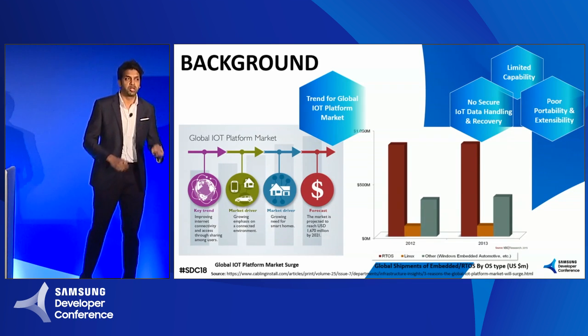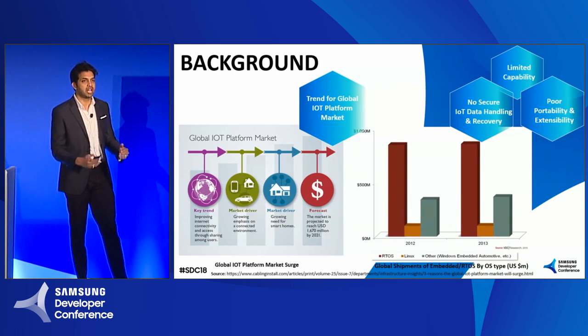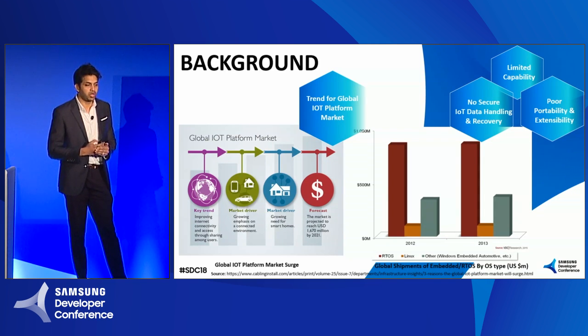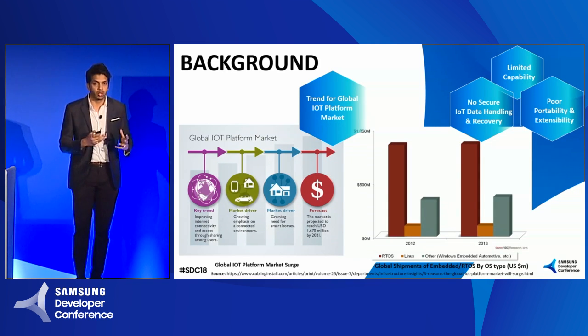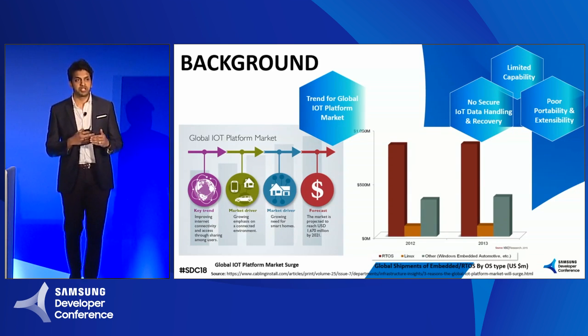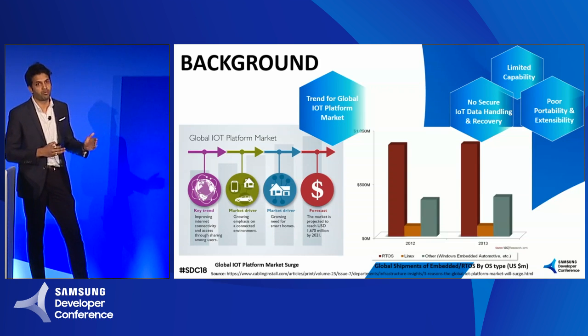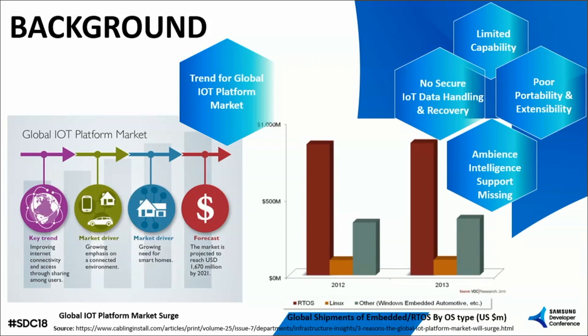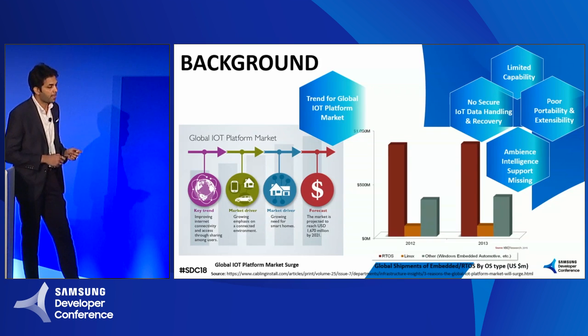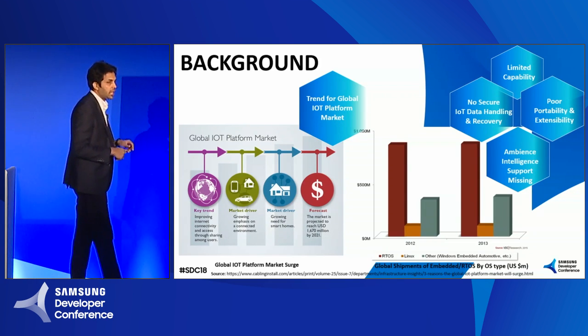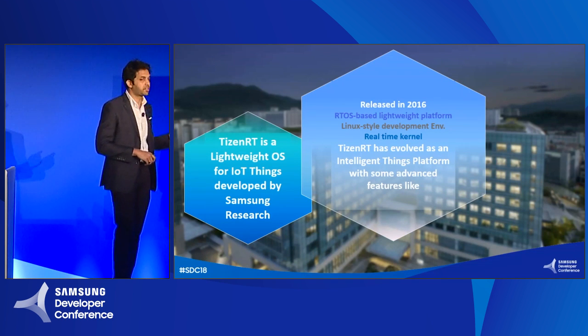Second, there was poor portability and extensibility, because these RTOS platforms wanted to be light, targeting low-end devices, so they missed a lot of the abstraction layer, which is very important for portability of a platform when going across different chipset vendors and hardware. And seeing the trend for artificial intelligence, we thought that this was missing as a feature or support in the IoT platform. These missing features and the trend led to the start of TizenRT.